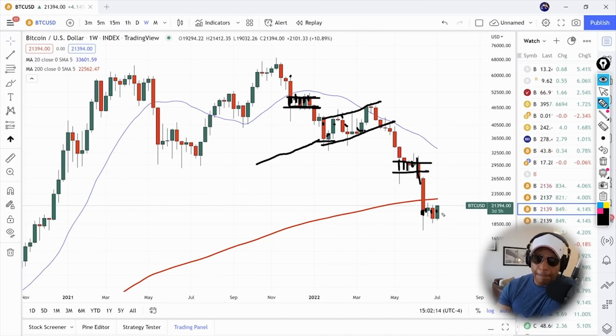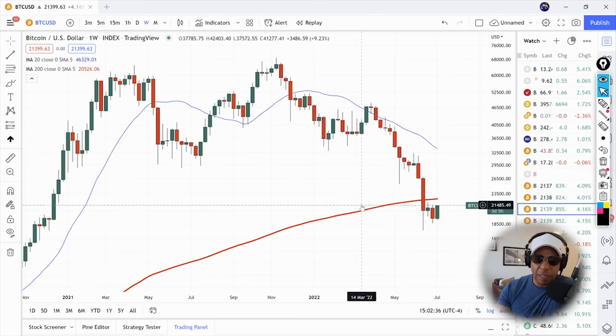Let's see. But I believe there's good odds that we've got it. Not that this means this is going to turn around and go immediately to all-time new highs or anything like that. I'm just saying that we're closer to the bottom than we are to the top of this thing. We're closer to the bottom than we are to the top of this life-changing thing right here.